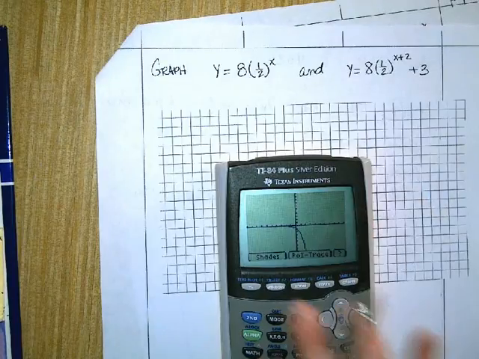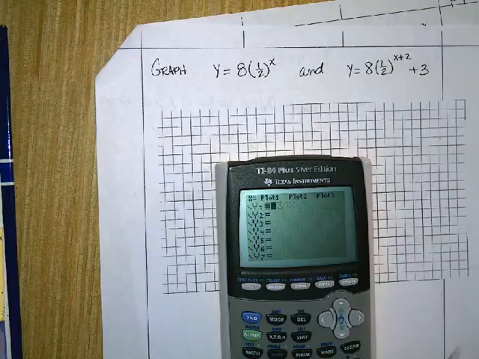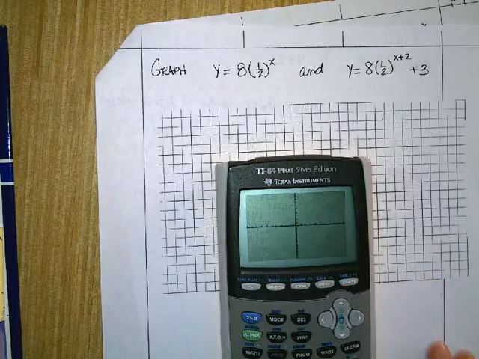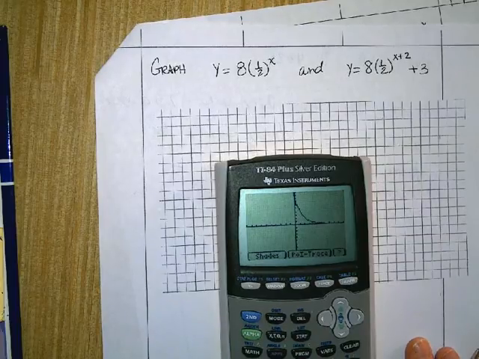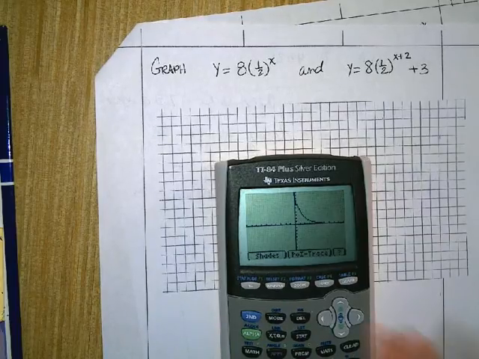What about this one? Y equals 8 times 1/2 to the x. Now, is it a growth factor or a decay factor? Decay. What's your asymptote? Y equals 0.